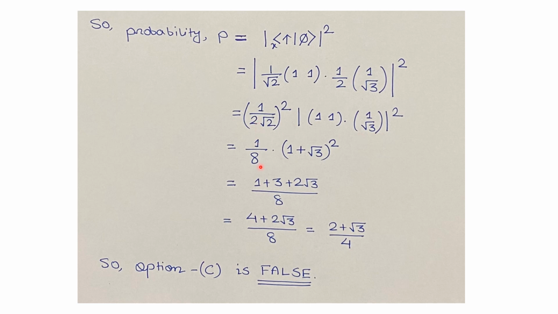So we'll get effectively 1 plus 3 plus 2 root 3. So this is the 1 plus root 3 whole square divided by 8. So it will give 4 plus 2 root 3 divided by 8, and after simplification it will give 2 plus root 3 divided by 4. So it is not matching with our option C. So option C is false in our case.